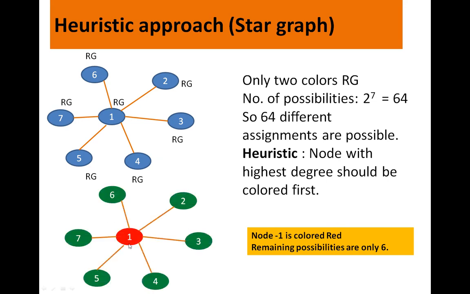You color the node with the highest degree and the adjacent nodes are all green. Now, why are they all green? There is no violation because 6 and 2 are not adjacent to each other. There is no connectivity. 2 and 3 are also not adjacent to each other. There is no connectivity. Fine. Similarly, 3 and 4, 5 and 7, 7 and 6. Is it fine? So using the heuristic, we could get the solution very fast because the remaining possibilities were only 6 and only one color was remaining.